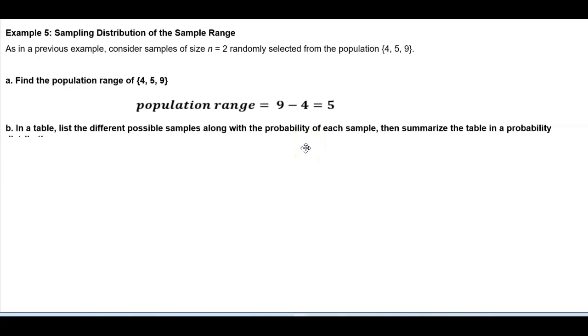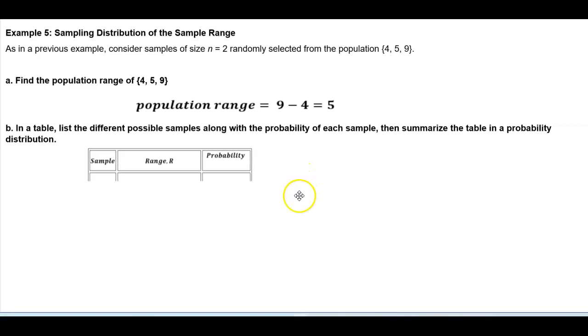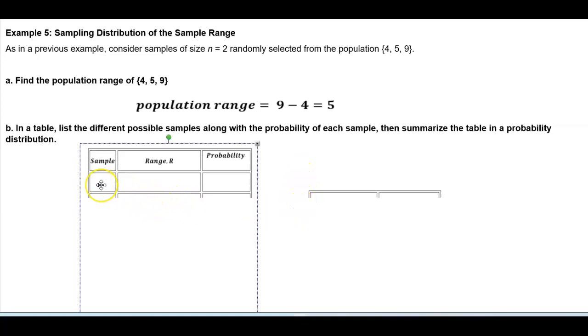Now, in a table, we want to list the different possible samples along with the probability of each sample. Then summarize the table in the probability distribution. So, if we take a look, the first sample is going to be 4, 4. So, if we take 4 and subtract 4, it's going to give us 0, and the probability of 0 is 1 out of 9.